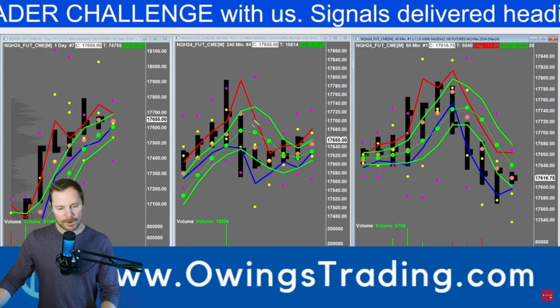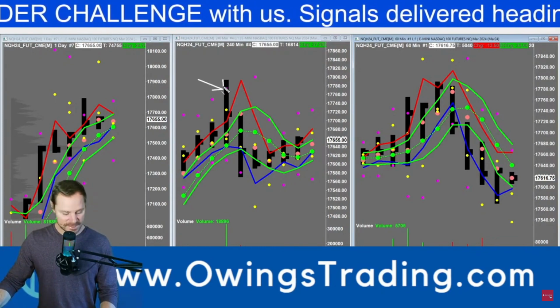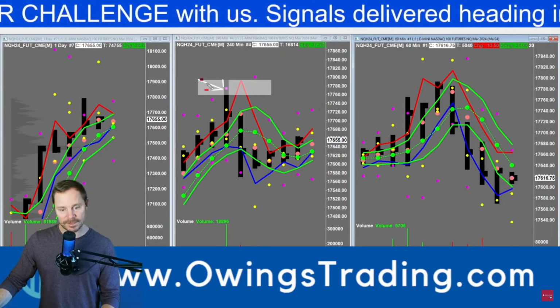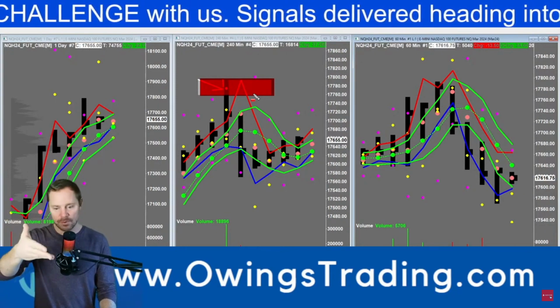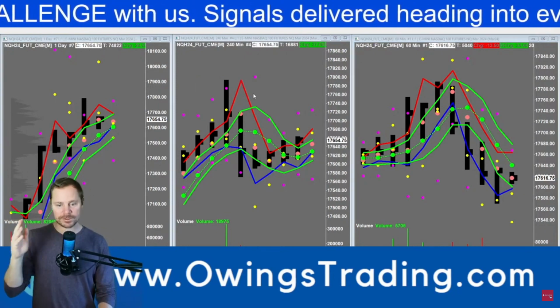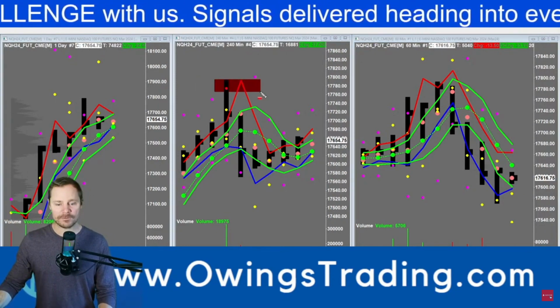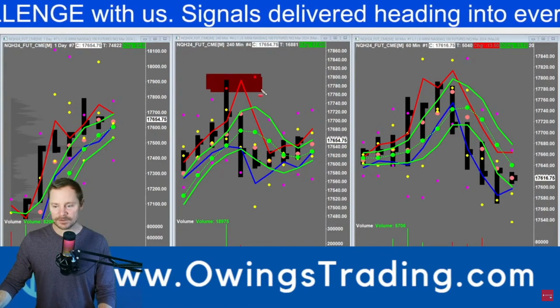Now that I know I want to get short up in here somewhere because of that yearly trend line, right? That was the level right there, right? I start looking for different resistance levels across my 4-hour chart, my 1-hour chart. But here on the charts, I'm looking for this confluence of resistance into that yearly trend line.